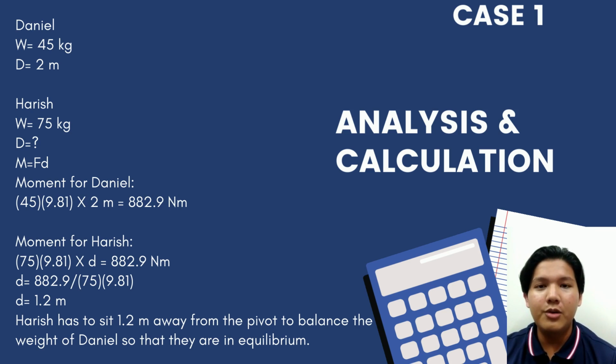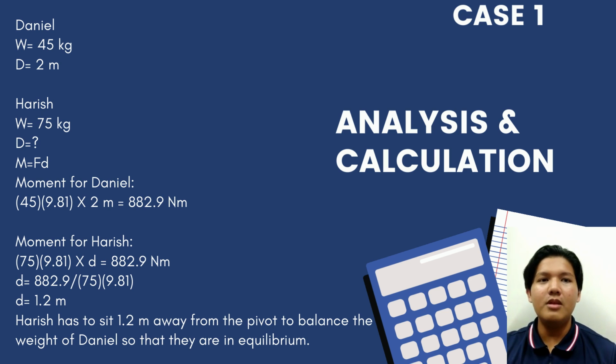So now I will continue the calculation to solve this problem. From the background study, we can obtain the information for us to solve this problem. In case 1, we can see that Daniel's weight is 45 kg and the distance from the pivot is 2 meters. And Harish weighs around 75 kg, and we need to calculate the distance of him from the pivot so that he can counter the weight of Daniel.